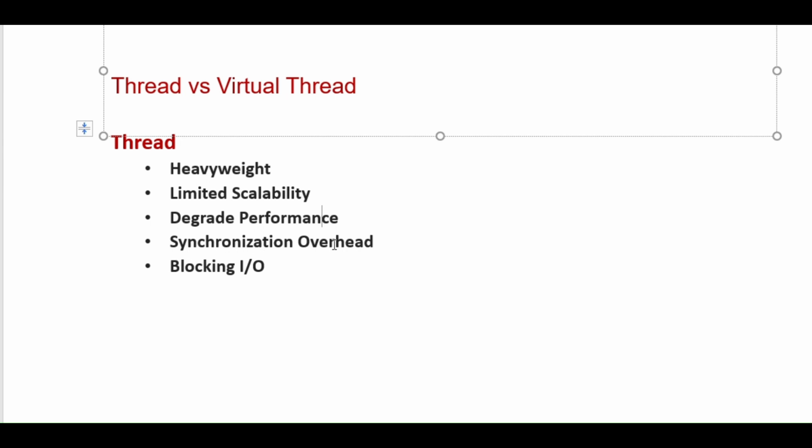Fourth point is blocking I/O. Traditional threads are often blocked while waiting for I/O operations to be completed. During this blocking period, the thread remains idle, meaning it is performing no work, just waiting or blocked.